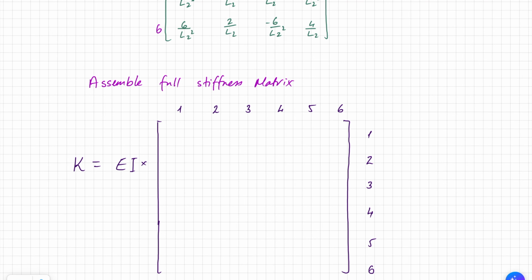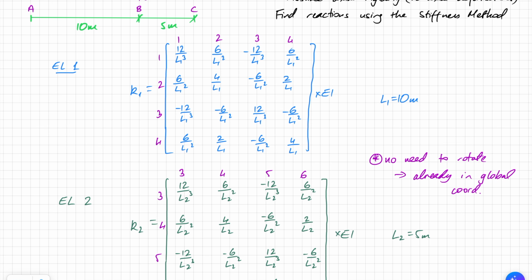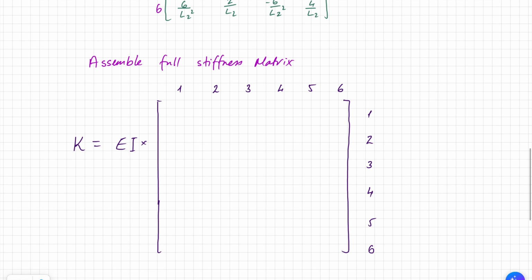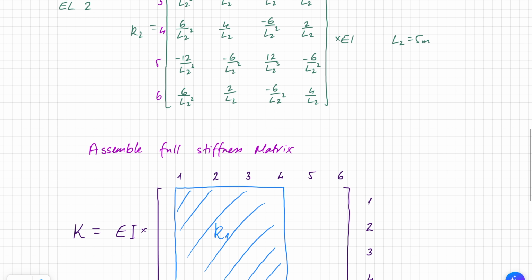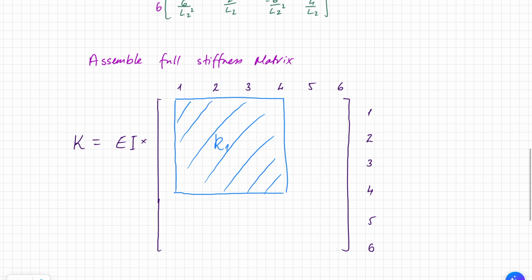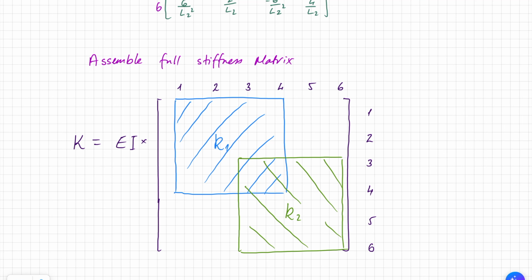What will happen is the matrix for element 1, which is aligned to degrees of freedom 1 to 4, is going to slot in just here. And then the stiffness matrix for element 2 slots in for places 3 to 6. That is why numbering makes seeing this very easy. I'm not going to write out each stiffness matrix here because that would just be copying again.